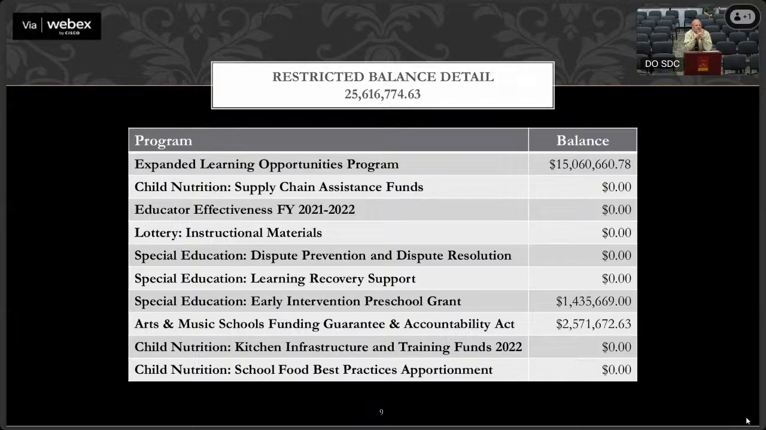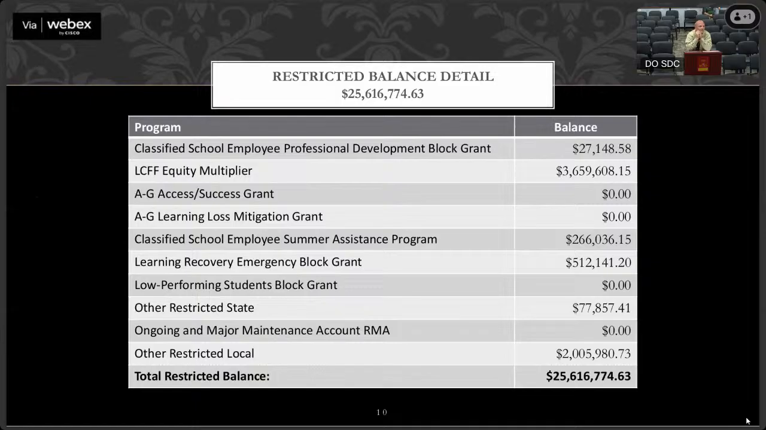Yeah. So with that comes the restricted balance detail that I mentioned earlier. We had $25,616,774.63. These are the programs where that restricted balance is projected to end up by June 30th of '27. You've got the LCFF equity multiplier at 3.6. The reason that's so high is because they give us the money first and then they allow us to spend it. So it's, I don't want to say backwards, but it's opposite of what we're traditionally known with. Usually we get the money up front, or at least we know how much we're going to get.